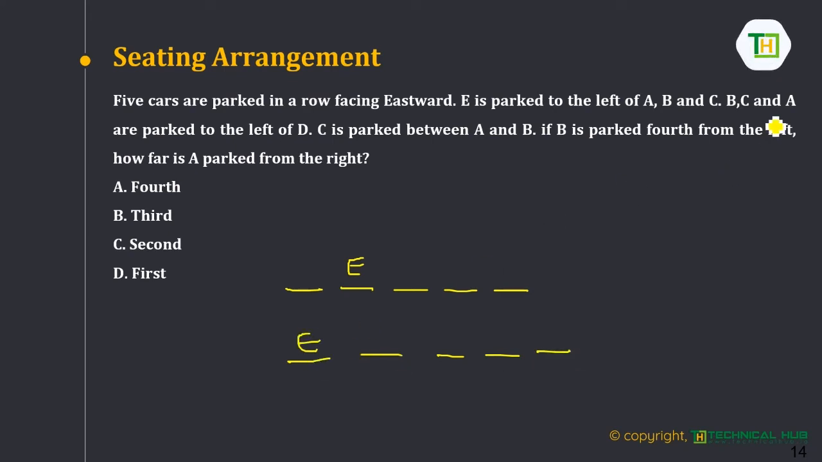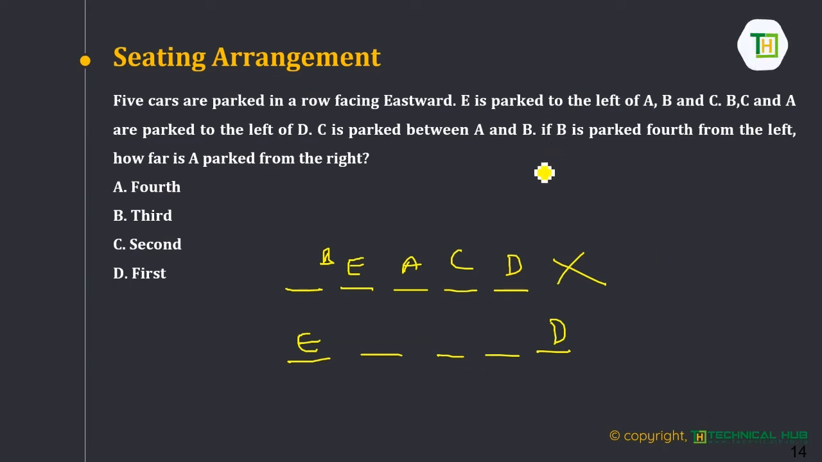Left of A, B, C. And B, C are parked to the left of D. So left of D means D's position is supposed to be taken. So this is any position B, C, A. Already B is to the left of ABC means the condition is false. So D is taken in this place. So BCA places is here.